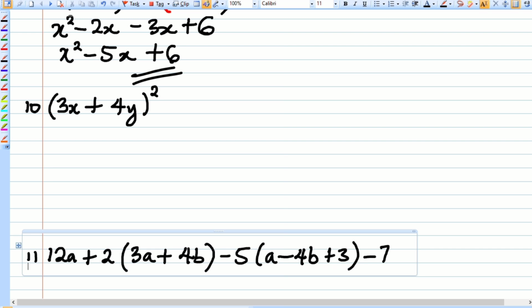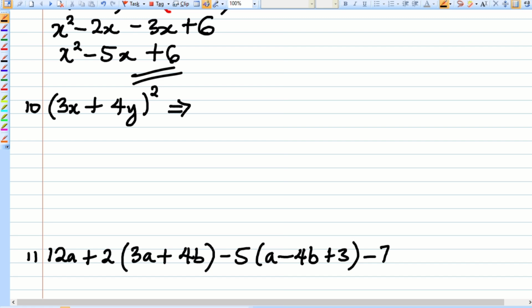Let's jump to 10. So question number 10, we have 3x plus 4y all in brackets raised to power 2. Now what this simply means is, just like you have a raised to power 2, meaning a times a, right? So that's the same thing we're going to do. So we're going to multiply the bracket. So this will mean 3x plus 4y multiplying what?